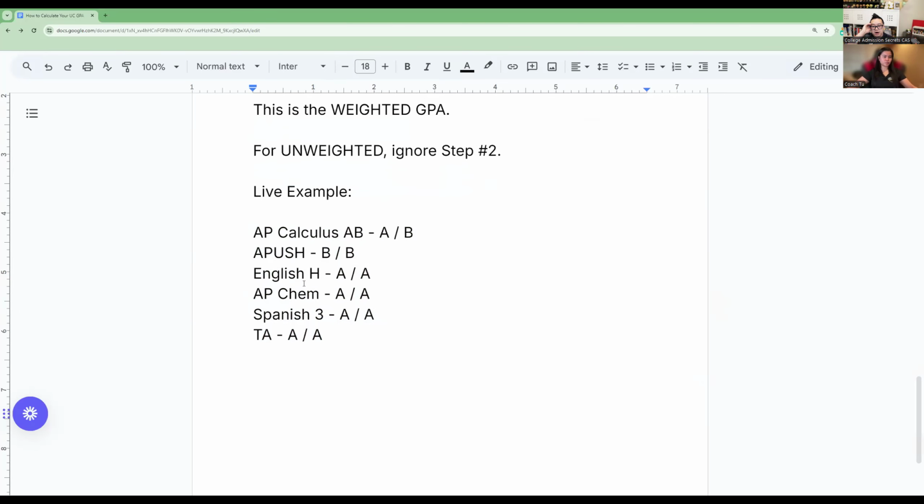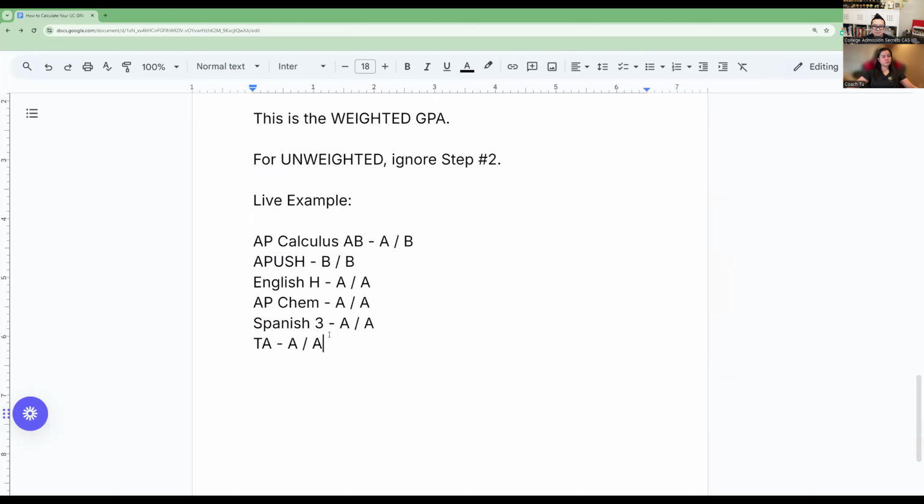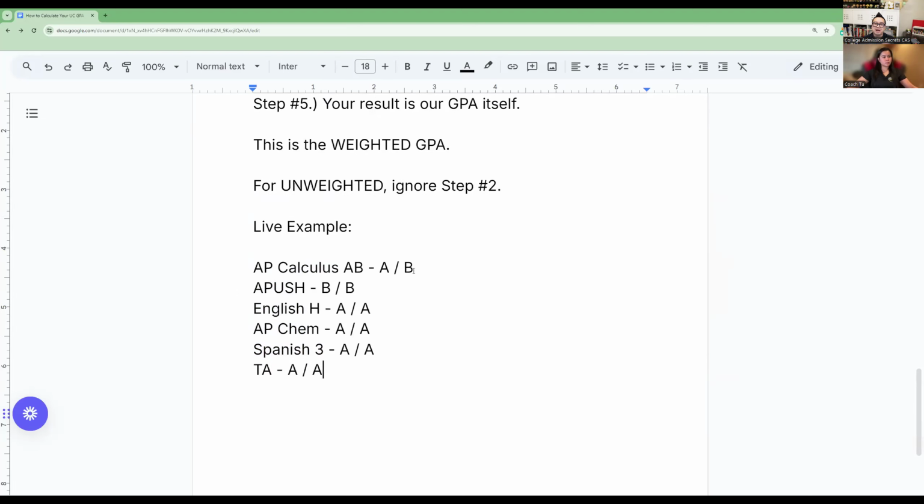In terms of honors points, the Calc, the AP US History, the English, and the Chem are all honors courses. The Spanish and the TAing are not honors. Right now we're not calculating the UC GPA yet, I'm just calculating my regular GPA. So what if I want to know my weighted GPA? Let's walk through the steps again.